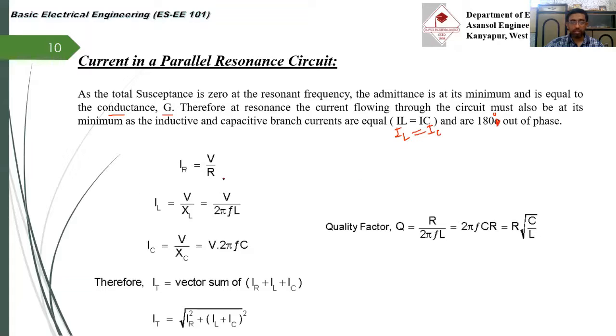Now IR equals V by R, IL equals V by XL, that is V by 2 pi FL, IC equals V into 2 pi FC, correct? So I total you can calculate. If the whole system is not resonant, then IT will be like this. Fine. Now what is the quality factor? While this resonance occurs, this is R by 2 pi FL, that is just the inverse, that is R root under of C by L.